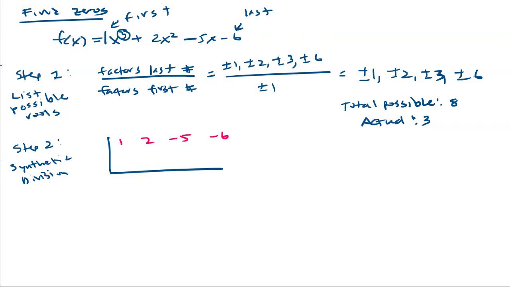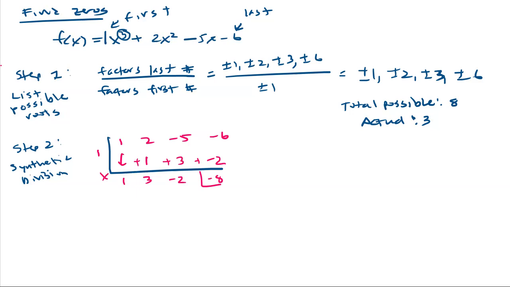I like to pick the lower numbers first, then go up. So let's say we pick 1 and see if that's going to work out. I'm going to bring this 1 down, then multiply. 1 times 1 gives me 1, then I add. 2 plus 1 is 3. 1 times 3 is 3, then add these, gives me -2. Then 1 times -2 gives me -2, and then I add them. That gives me the answer of -8.